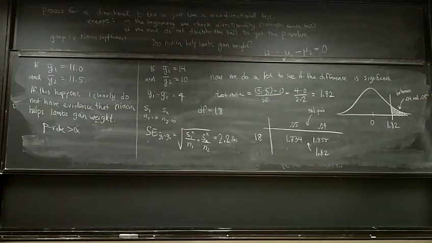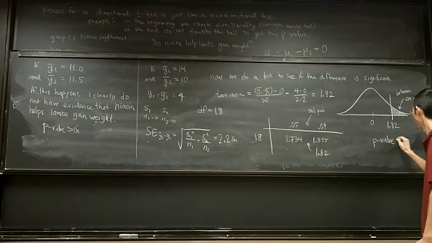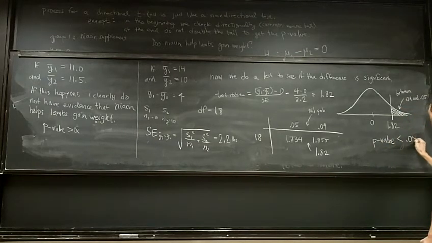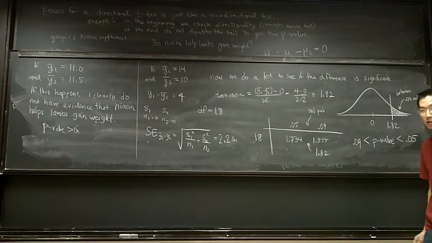And so this is the difference between a non-directional and a directional test. A non-directional test, you would be doubling this to get your p-value. But because it's directional, we do not double it. So our p-value is just going to be straight up between 0.04 and 0.05. Whatever it is, it's less than 0.05, but bigger than 0.04.